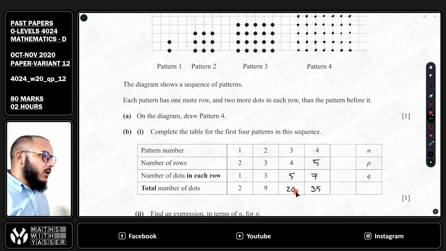So the total number of dots will be, we simply need to multiply the dots in the horizontal direction and the vertical direction. So 5 times 4 is 20 and 7 times 5 is 35. So these are the total number of dots found in pattern 4, and these are the total number of dots found in pattern 3.